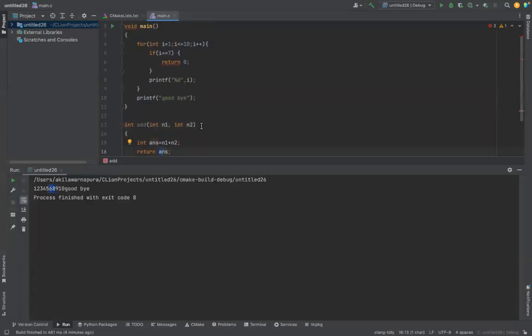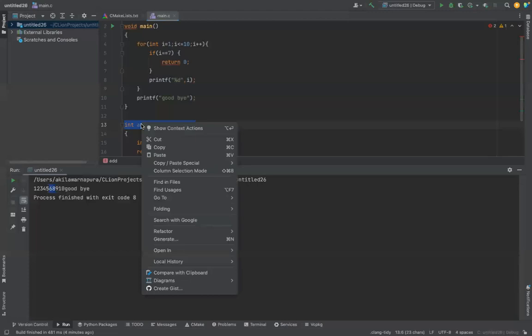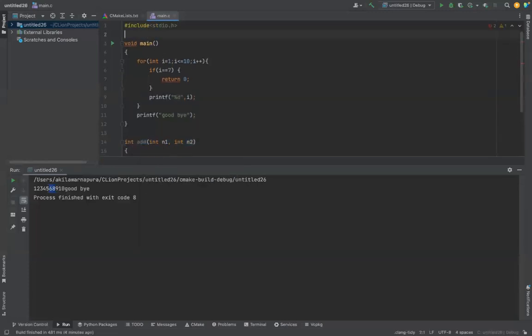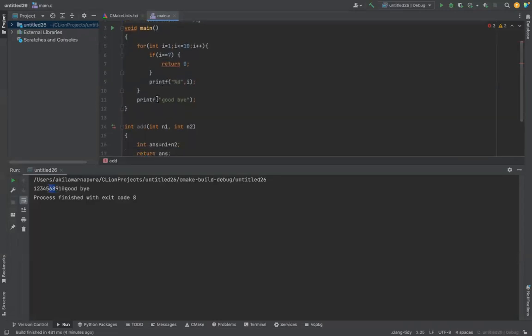How to do this one? The function prototype should be added before the main function. Function prototype means the signature of the function. Don't worry, I will explain that part. And here you can add this one.